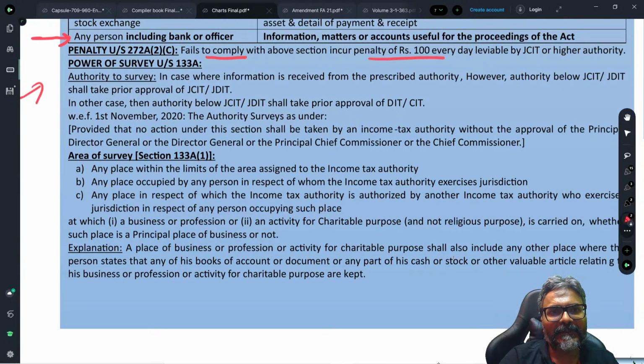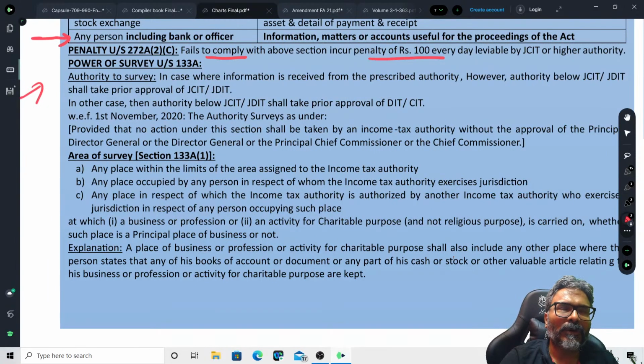Now, what is this concept of survey which we are talking about? Students, survey, as you all are aware, is that you can enter into the place of business and the survey can be undertaken. So the power that is available under 133A is this, that you can enter into the place of business and the survey can be initiated. So this is what it is.